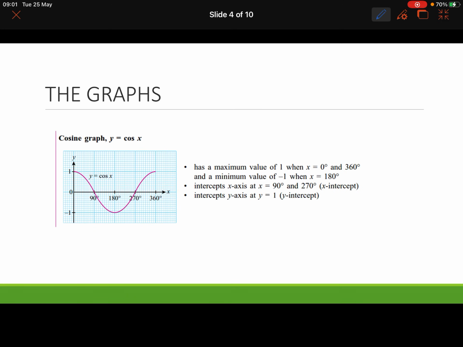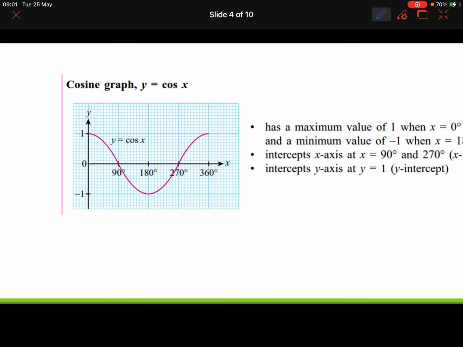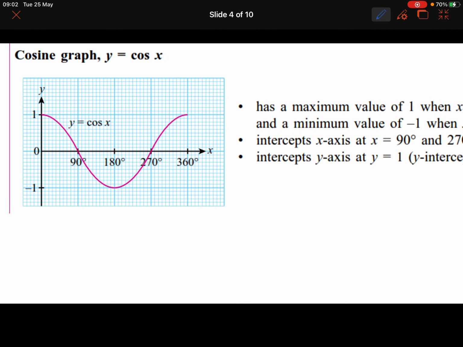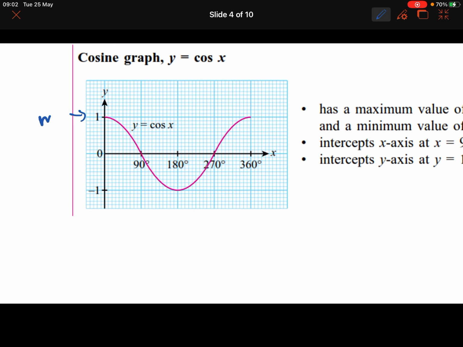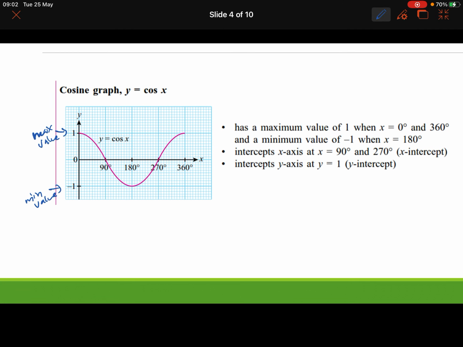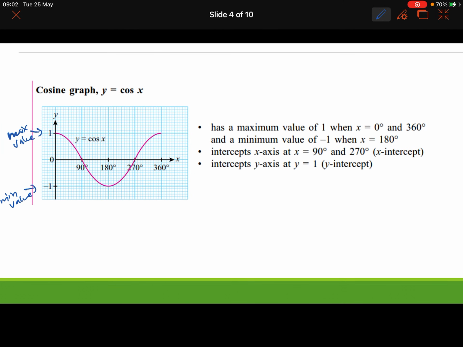Next, the graph of y equals cos x. Again, the maximum value is 1, and down here is the minimum value. The maximum value of 1 is at x equals 0 and x equals 360. So at these two points, the maximum value is 1, and the minimum value of negative 1 is when x equals 180. So 180 degrees, negative 1.